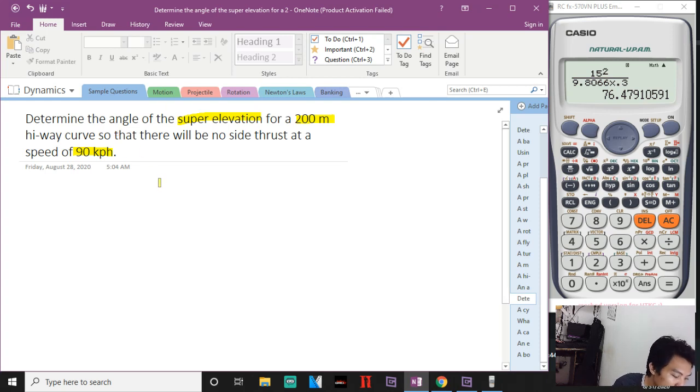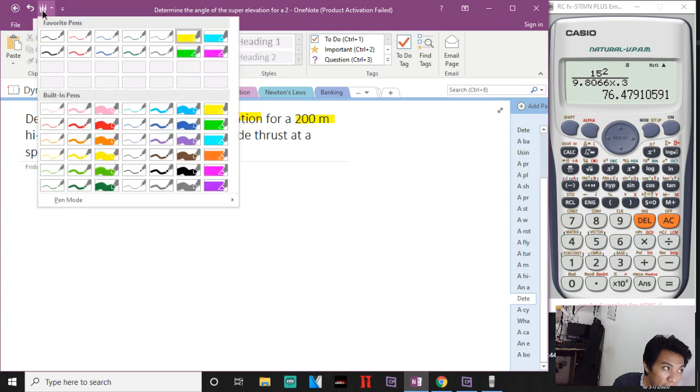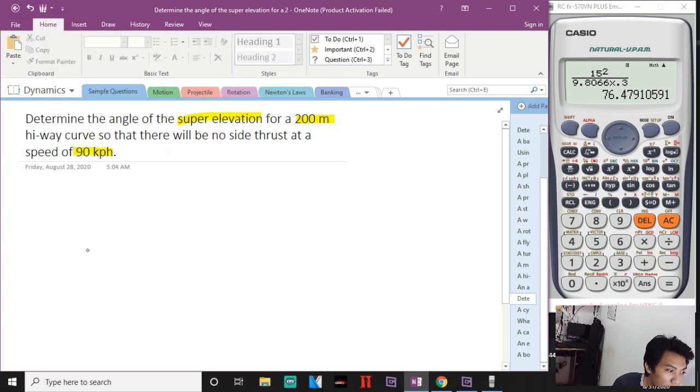Now, paano yun? Yung hinahanap theta, okay? So, let us list again the formula. So, tangent theta equal to v squared over gR. Meron ka namang v. Wala kang theta. Ito yung nahanap. Okay? Meron ka nitong dalawa. So, theta will be equal to tangent negative 1 or arctan.